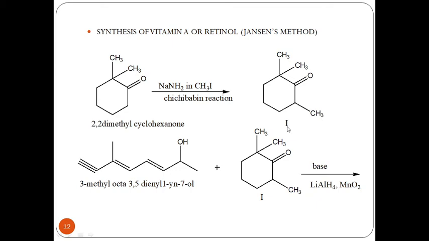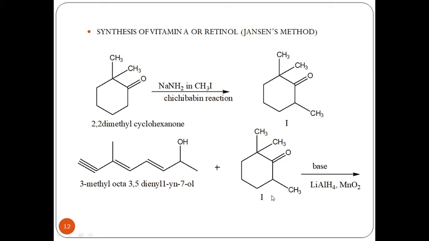This component number 1 reacts with 3-methyl octa-3,5-dien-1-yn-7-ol, the long chain component, in the presence of lithium aluminium hydride and MnO2 in the presence of a base. In the presence of a base, there is carbanion formation. The carbanion attacks the carbonyl carbon. So the first step is starting material 2,2-dimethyl cyclohexanone in the presence of sodamide and methyl iodide. There is an introduction of CH3.